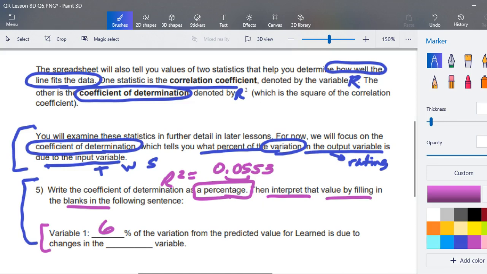6% of the variation from the predicted value for learned is due to the change, in other words, in our learning rating. I've got to make it make sense in my brain. So 6% of this variation, what's going on in this predicted value of your rating, is due to the changes in the technology variable. 6%. Not a whole lot, but there is some of what's going on that's attributable to technology use.